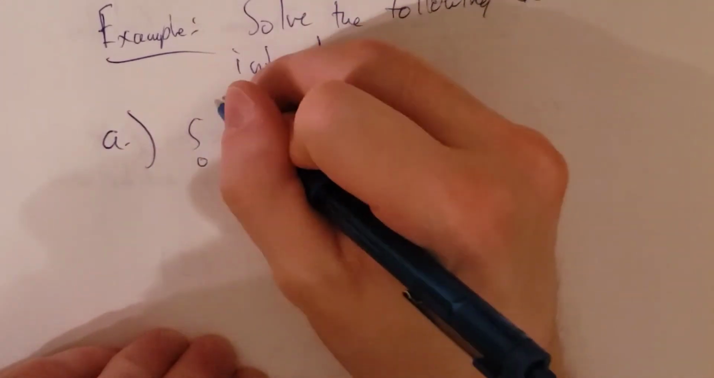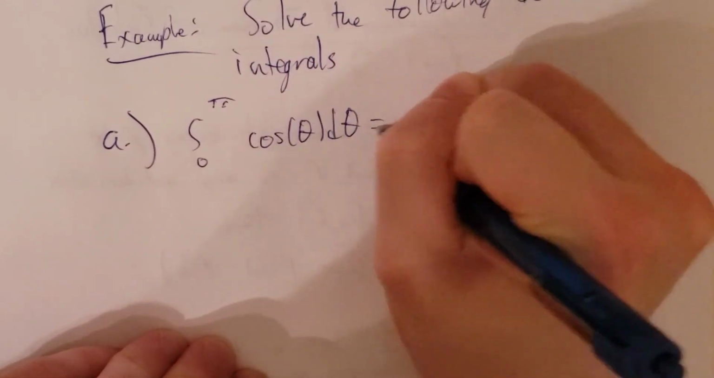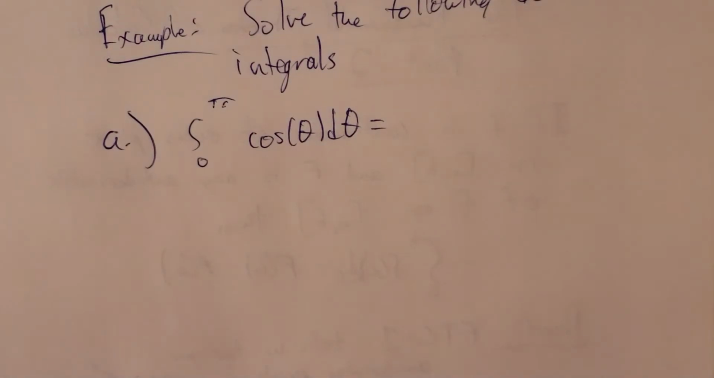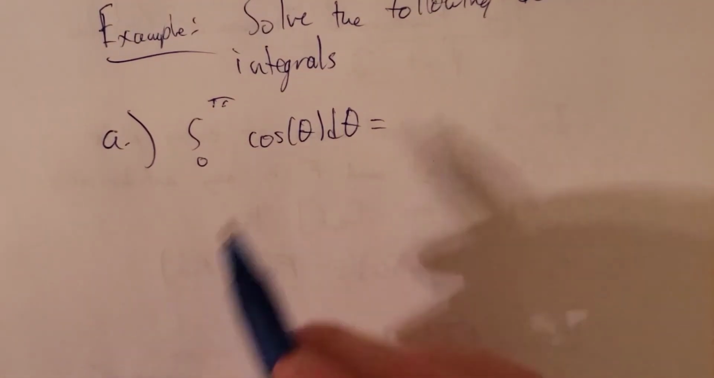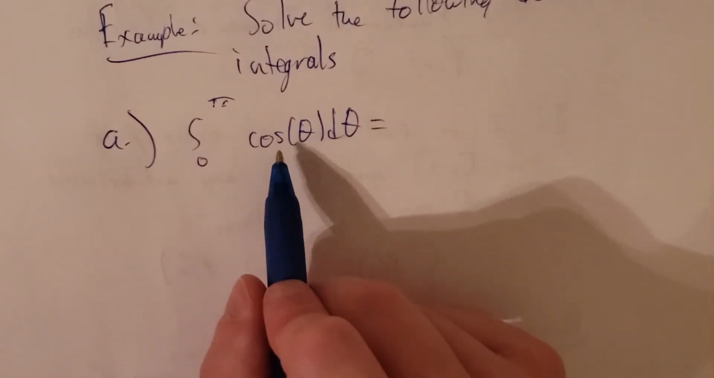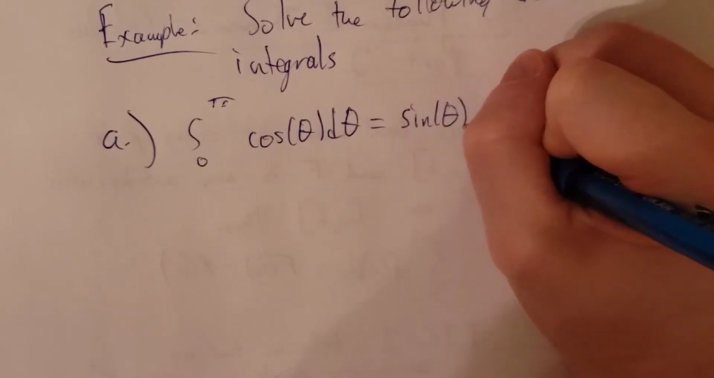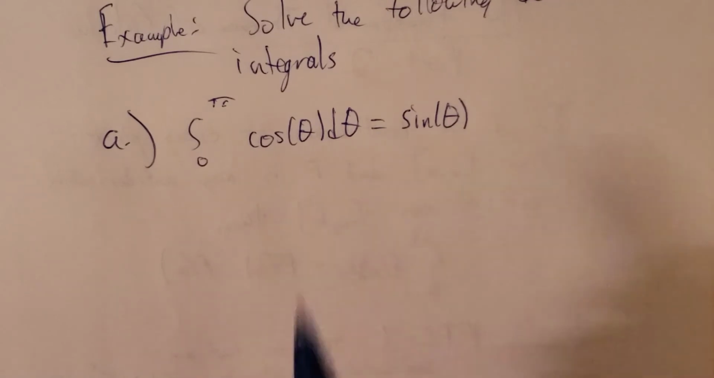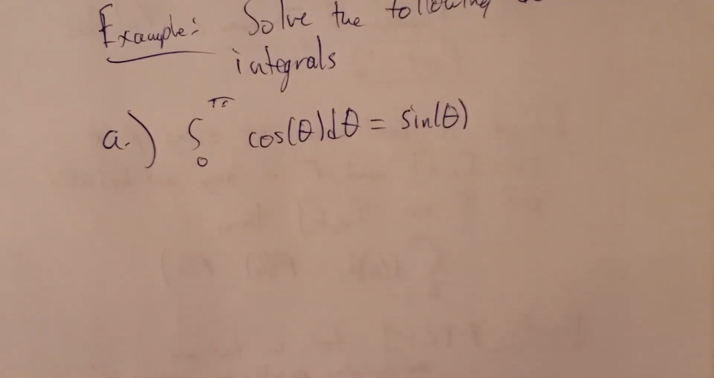Let's solve the integral from 0 to pi of cosine of theta d theta. To do this, we need an antiderivative of cosine of theta. So the derivative of sine is cosine, so the antiderivative of cosine is sine of theta. And we just need any antiderivative of cosine of theta, so we can just use the antiderivative sine of theta plus 0.